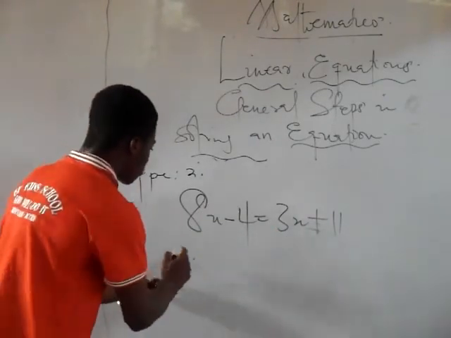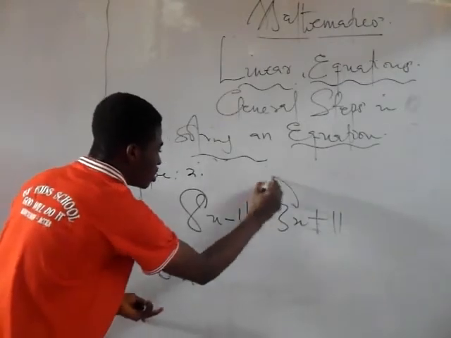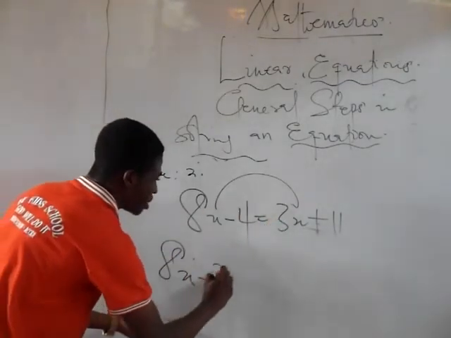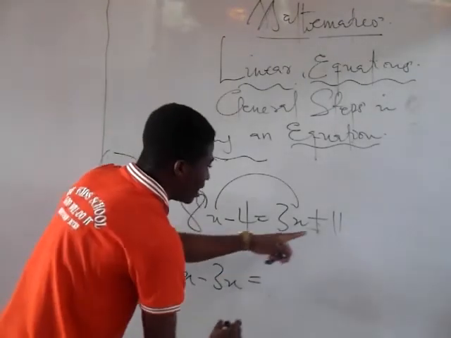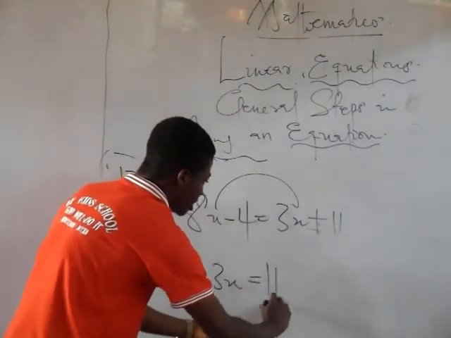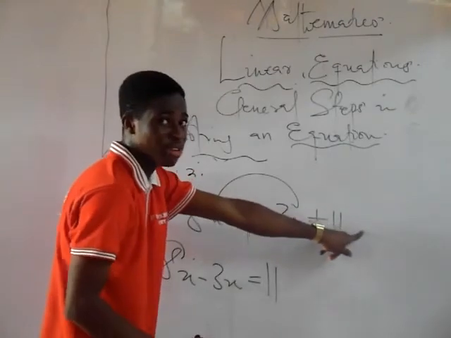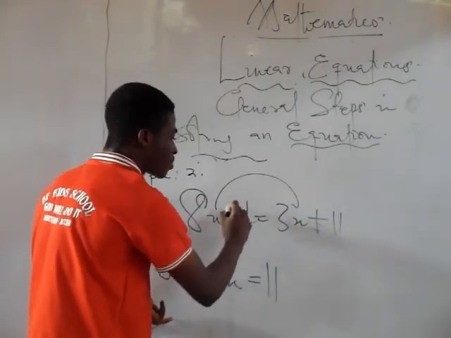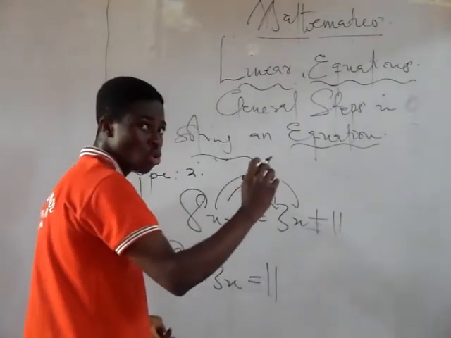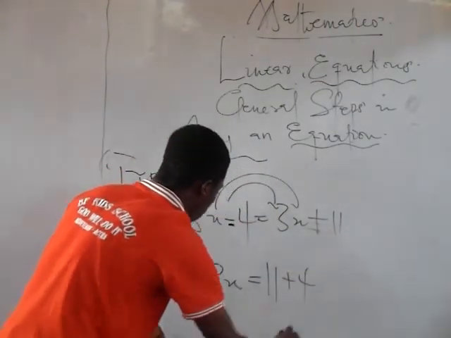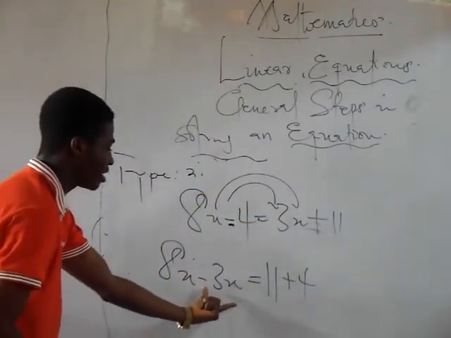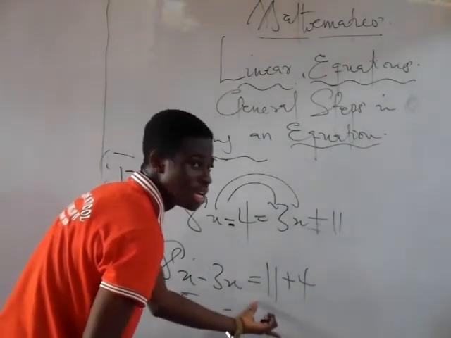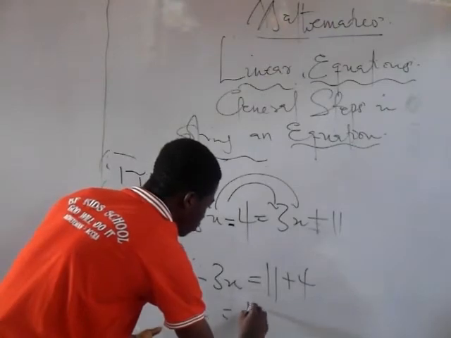So what do we do? 3x crosses to this side. It is an addition sign. When it crosses, it gives you subtraction. You bring your equal sign. 11 is already there, so you put 11 there. 4 crosses to the 11 side, giving you an addition because it's what? Subtraction is crossing the equal sign, changing towards addition, plus 4. 8 minus 3, giving us what? 5 with the x, equals 11 plus 4, giving us 15.